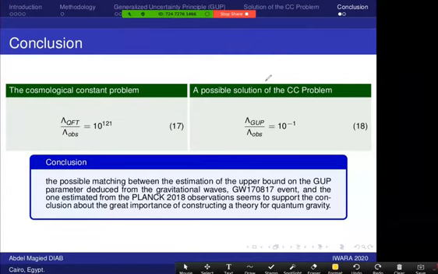All of this could support the great importance of constructing the theory of gravity.